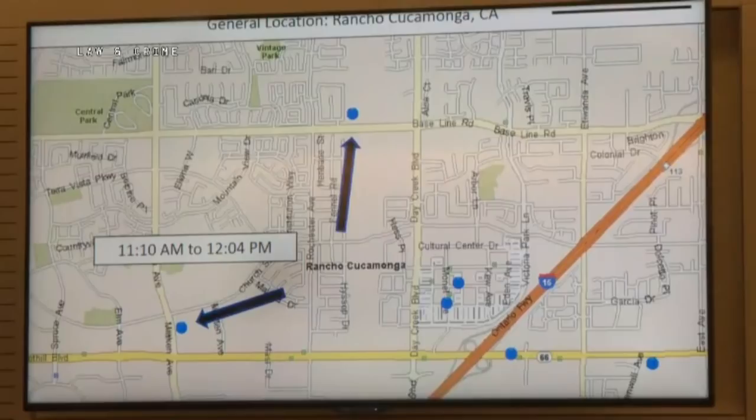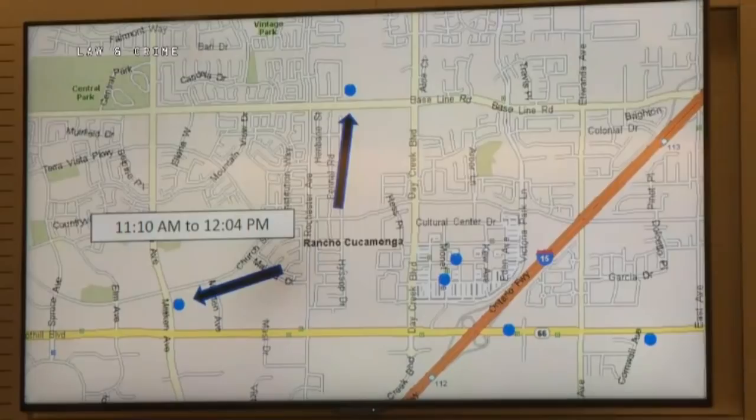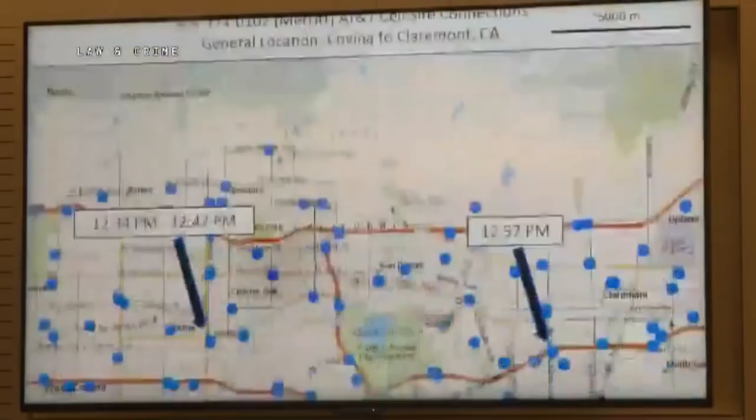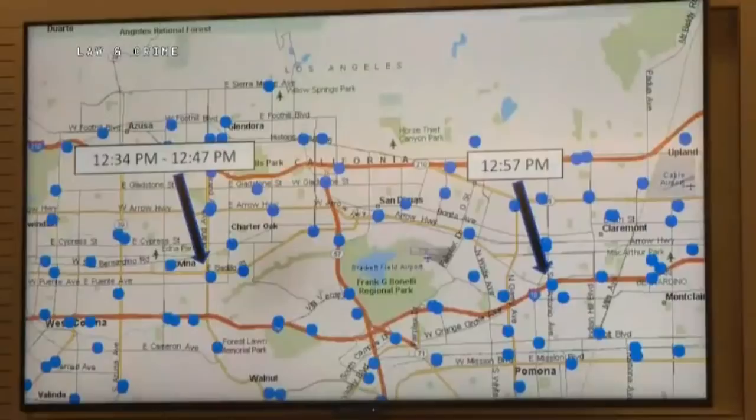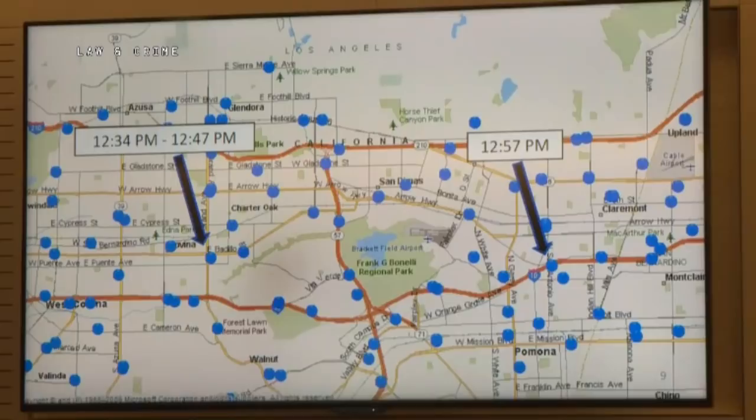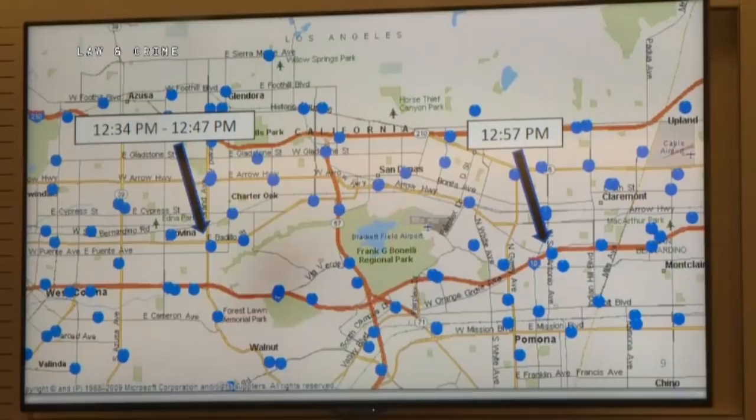And are we on 451? Yes. This is, again, February 2nd, continuation from the previous map. This is 12:34 to 12:47. The cell phone shows a tower in the Covina area, which is slightly to the west of where the Rancho Cucamonga tower connections were. And then at 12:57 p.m., there's a connection heading back towards the east near Interstate 10 and I believe Mount San Antonio Avenue.